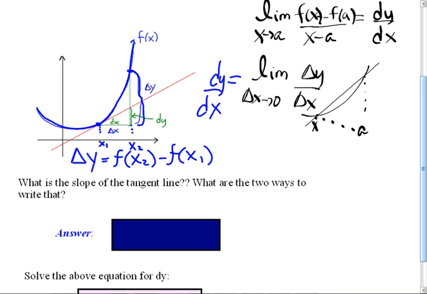We've done a lot with lines. In fact, I did lines in pre-algebra this morning. So it's just the change in the y values.